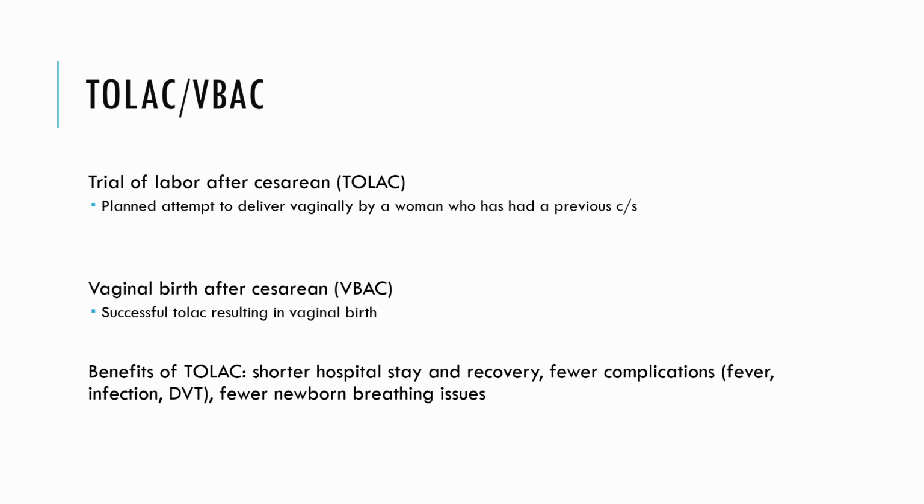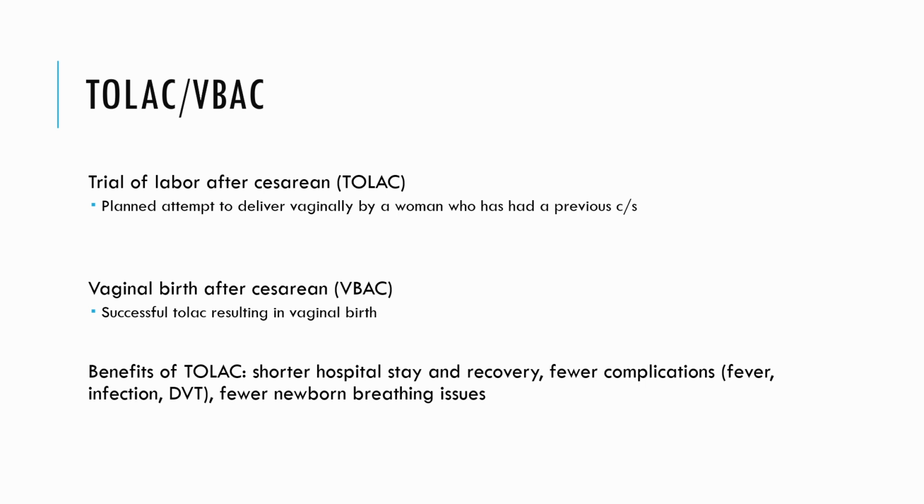So just because a patient ends up with a C-section with one pregnancy doesn't necessarily mean the next time she gets pregnant she needs to have a C-section. What she can potentially try is what's called a TOLAC, a trial of labor after a cesarean. So this is where the patient attempts to deliver vaginally after having a C-section. Now, if it's successful and she was able to deliver vaginally, she then is considered a VBAC. That's a vaginal birth after cesarean.